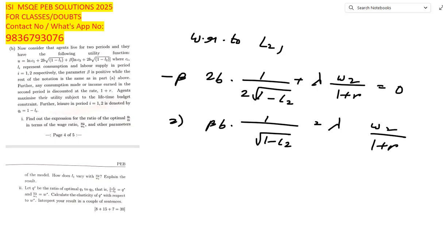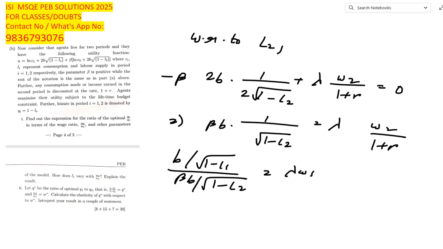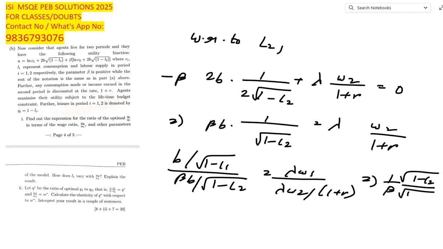The two equations with respect to L1 and L2, we will divide L1 by L2. So that is root over 1 minus L2 by root over 1 minus L1 is equal to 1 by beta times W1 1 plus R by W2. Now squaring both sides, what will we get? So we'll square both sides. Let's see what happens.